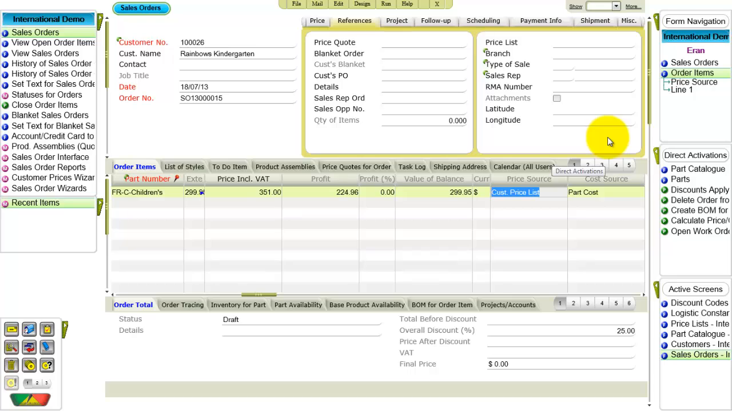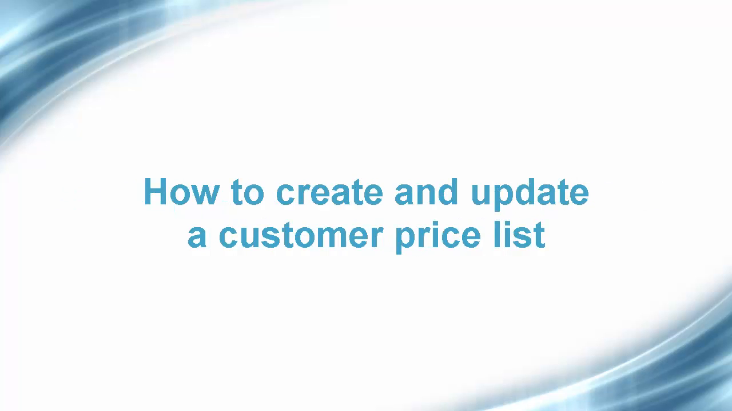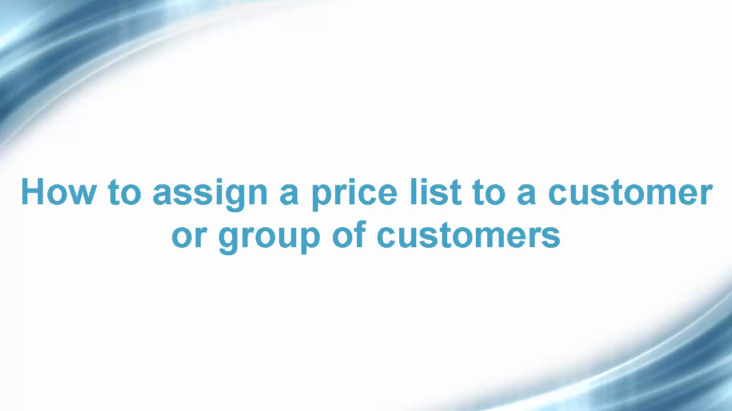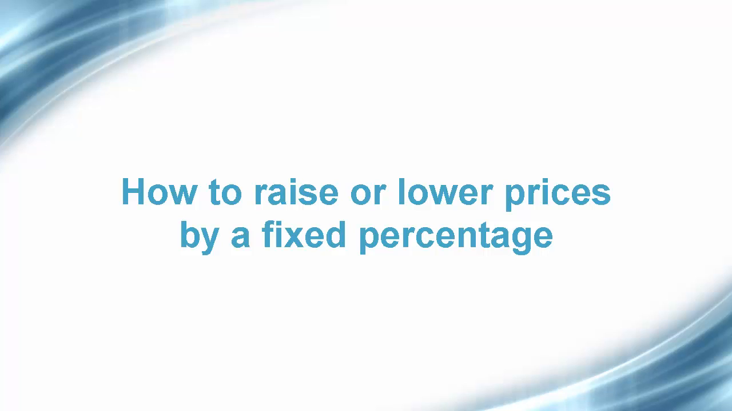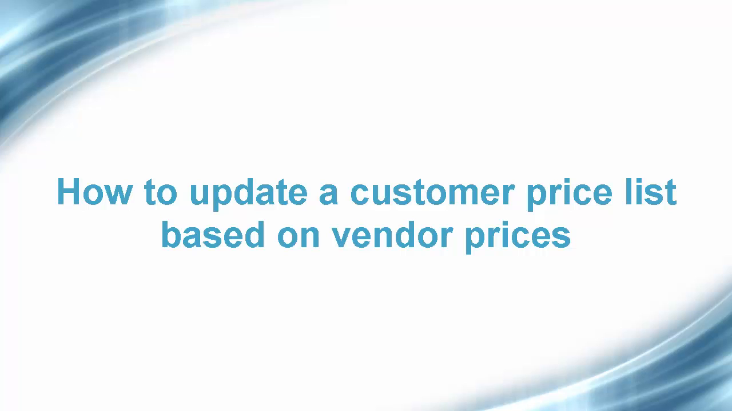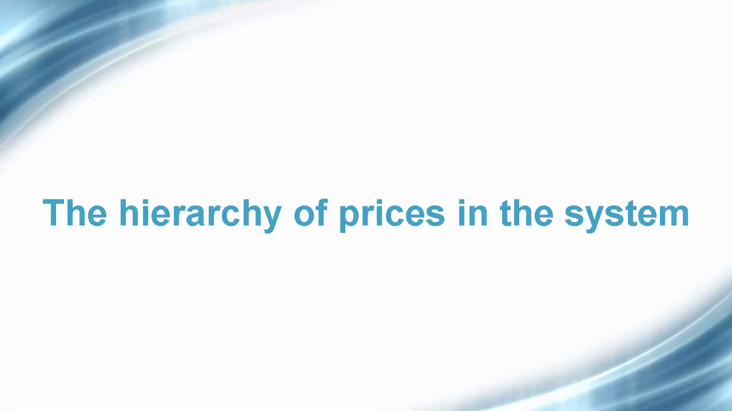Let's summarize what we've shown in this video. An explanation of the base price list and how to update it. How to create and update a customer price list. How to assign a price list to a customer or group of customers. How to create new versions of existing price lists. How to raise or lower prices by a fixed percentage. How to update a customer price list based on vendor prices. The different types of discounts defined for customers, parts and part families. And finally, the hierarchy of prices in the system. This concludes our explanation of prices and discounts in Priority.